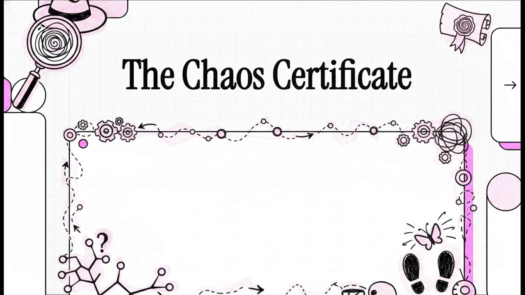Welcome to this explainer. Today we're putting on our detective hats to investigate a massive mathematical mystery. How do we actually rigorously prove the existence of chaos? We've all heard the phrase chaos theory, right? But today we're moving past just talking about it. We are going to certify it.